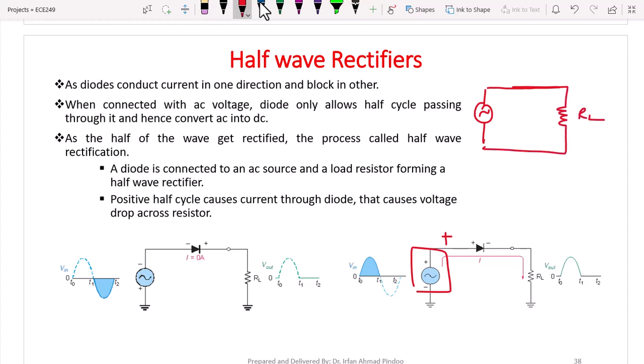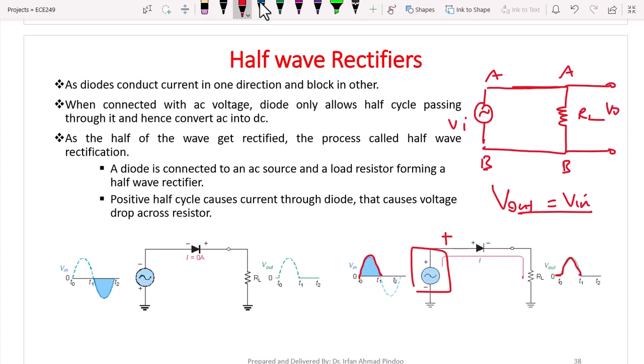So what will we observe? If this is VI and this is VO, what will be the voltage VO? Now you see this point and this point, they are the same node. This point and this point, they are the same node. So we can directly say that V out is the same as V in. It means if your input voltage is changing like this, your output will also follow the same pattern.